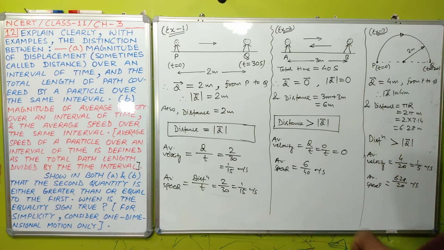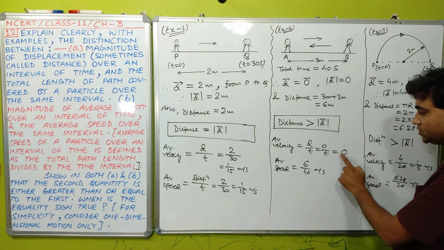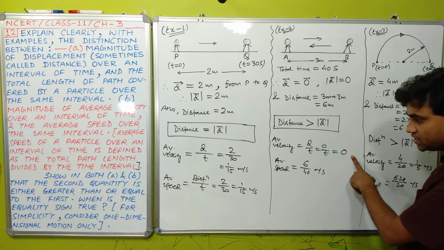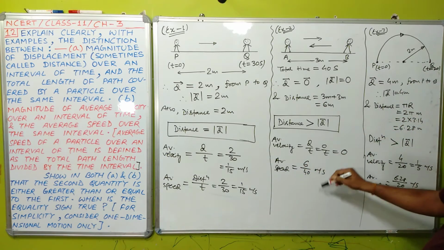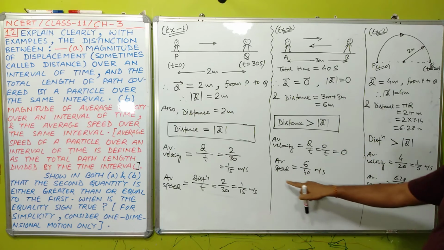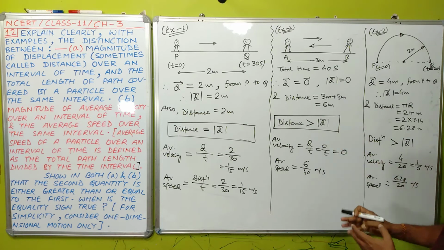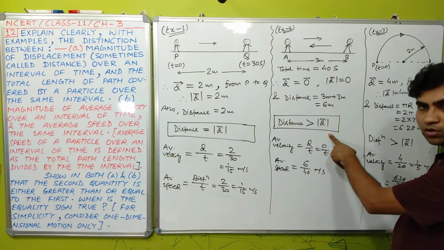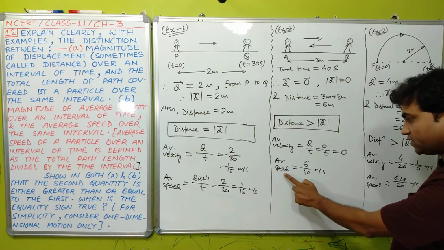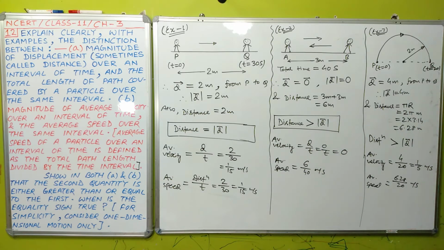Also, you can find the value of average velocity, which will be displacement by time, 0 by t, so its value will be 0 in this case. The value of average speed will be distance by time. Distance is 6 meter and time is 40 seconds, so average speed will be 6 by 40 meter per second. From this example it is clear that the distance is greater than the magnitude of displacement, and also average speed is greater than average velocity.